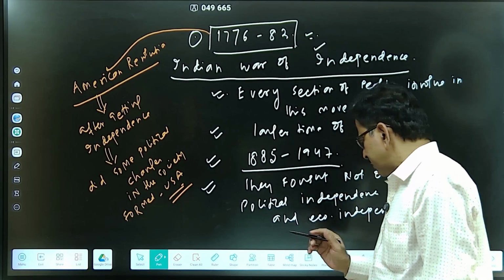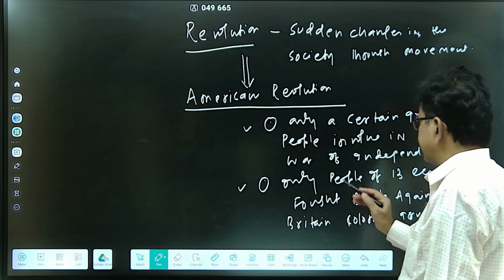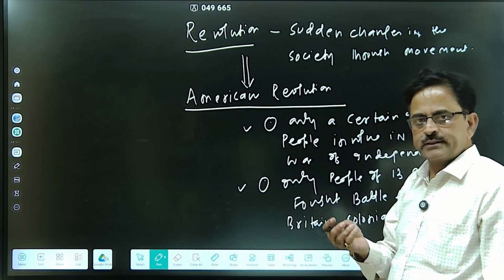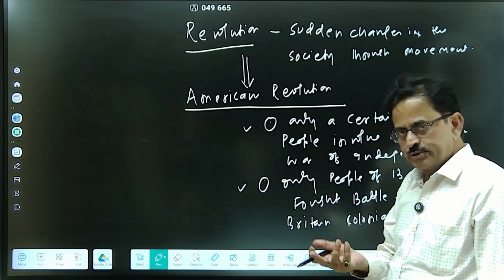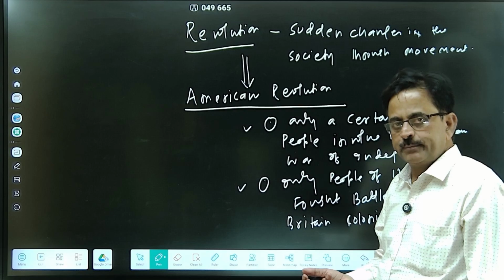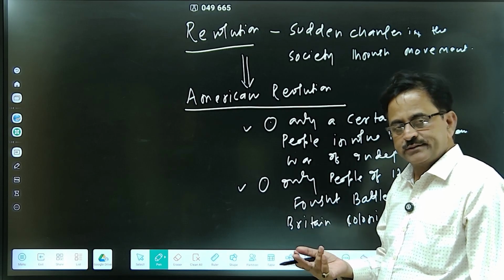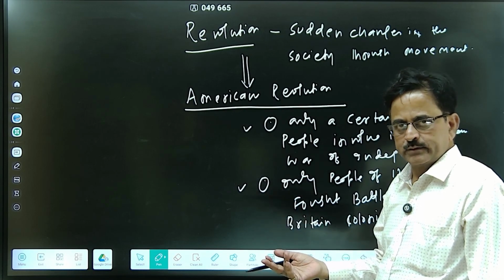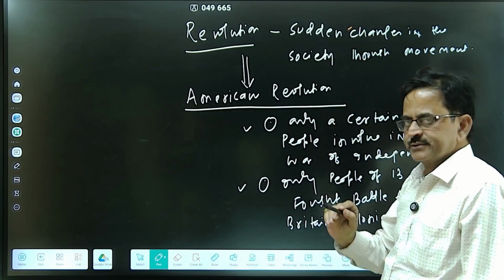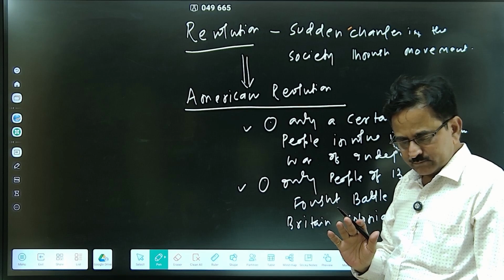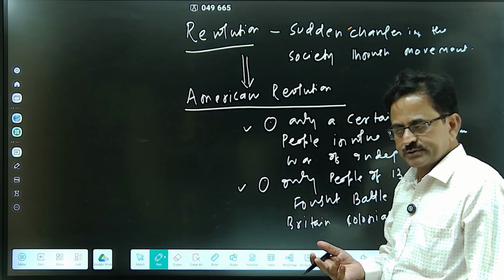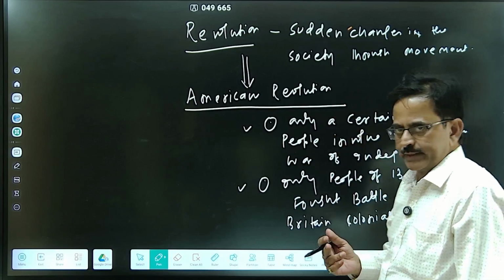So this is a most important confusing topic, and I have discussed why the American War of Independence is known as the American Revolution, the French War of Independence as the French Revolution, whereas the Indian War of Independence is known as the Indian Independence or the Indian National Movement. Okay, thank you. Now this topic is completed, and now I am going to discuss the phases of this national movement. The first phase I am going to discuss.